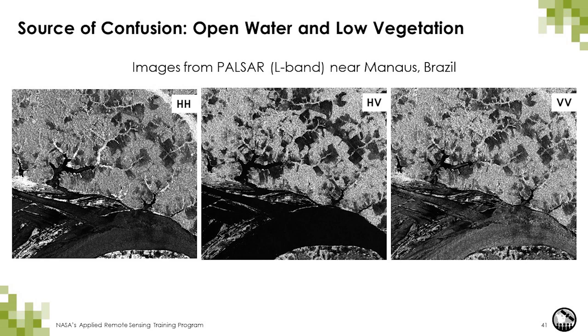And so you can see that in these images. These are images from PALSAR L-band near Manaus, Brazil. In the HH image, you can see there is some roughness on the water, and you can clearly see that in the HH and VV image. With HV images, the water tends to be very dark because the signal doesn't depolarize in areas where there's a low roughness, such as water. And so you can see that there is the same level of backscatter intensity between the open water areas and the areas that have low or no vegetation north of the river.